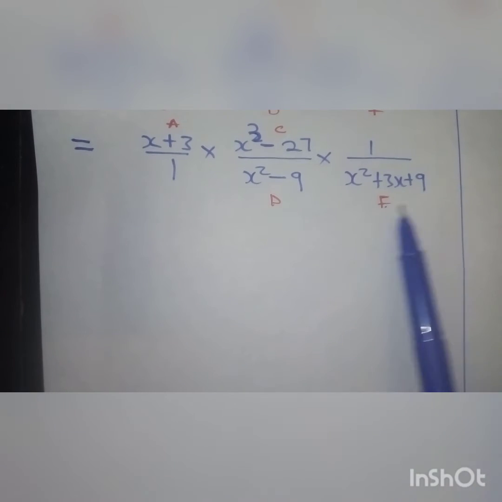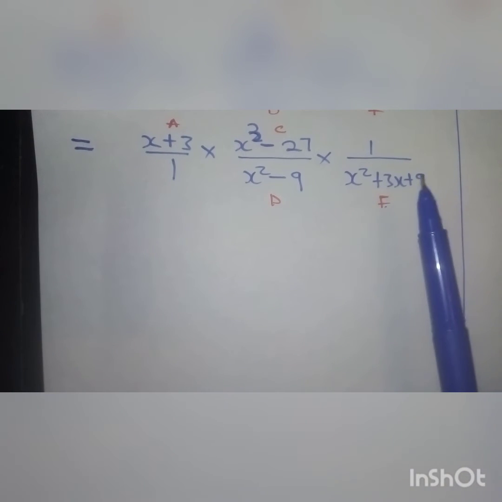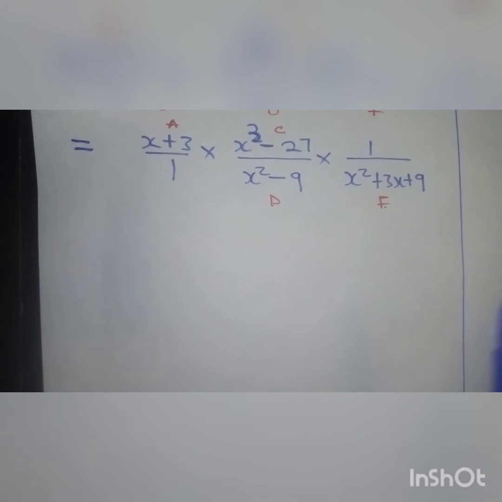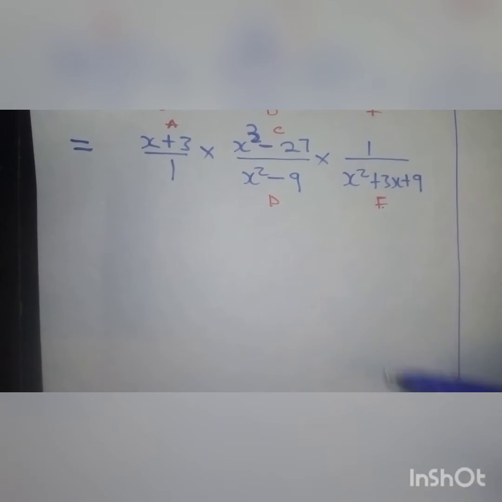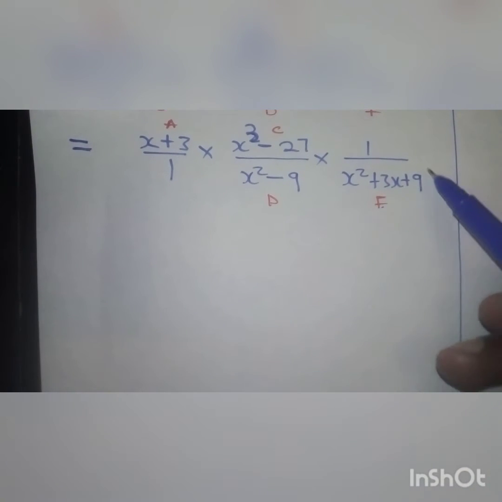This type of factorization is factorization of trinomials. What numbers can we multiply? Factors of 9 that multiply to give positive 9, and when we add them, give us plus 3. There are no such factors of 9, so we cannot factorize this. Let us leave it for now.